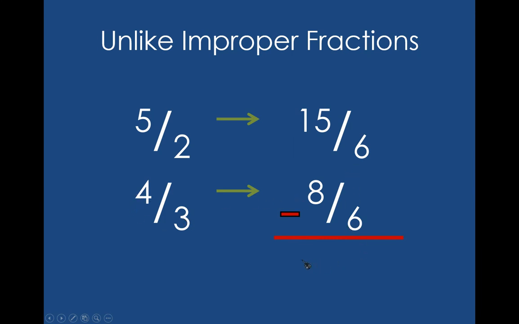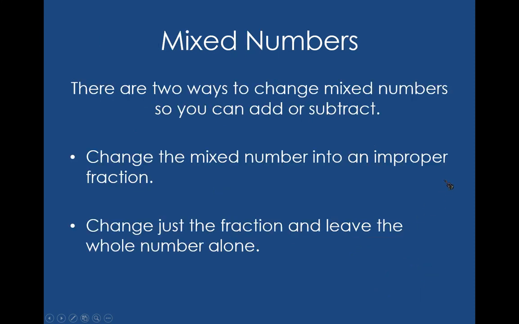Then, we can simplify them. 15 minus 8, because they are similar fractions, is equal to 7 over 6. It is still improper, so we will still make it a mixed number: 1 and 1/6. How did it become a mixed number? Simple. 7 divided by 6, 1, then 1 and 6.